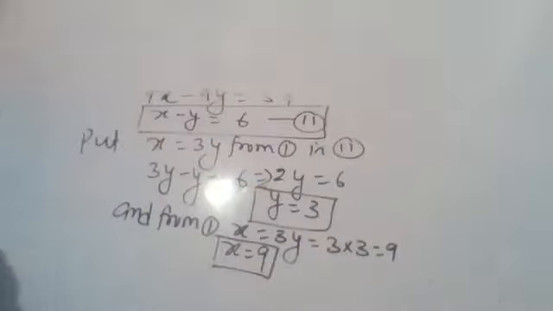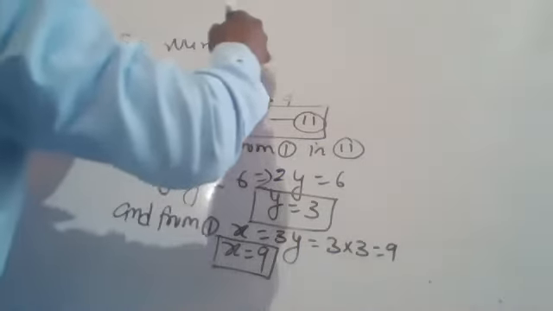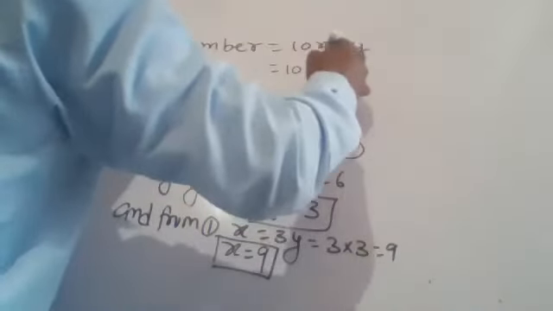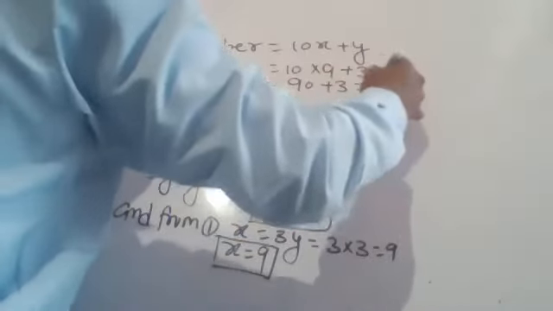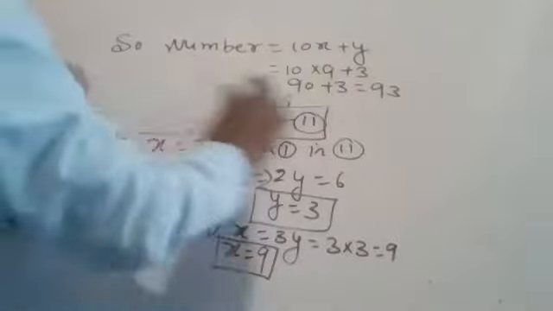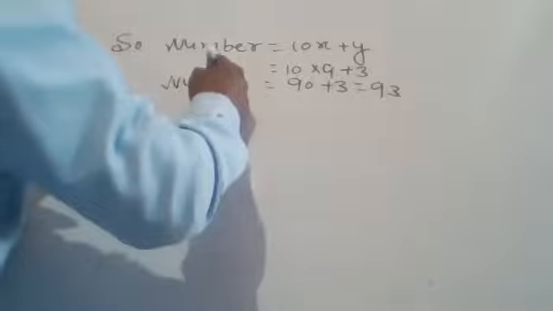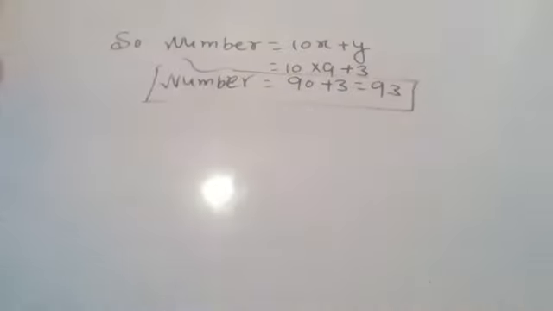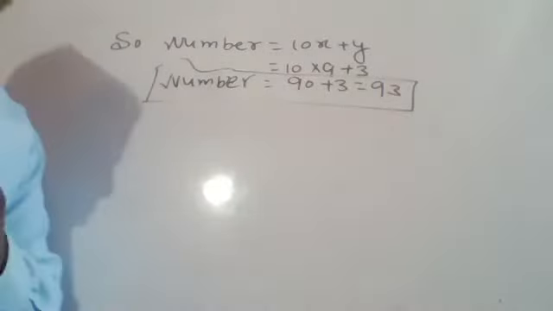To find the number, what do we have to do? We have to just put the value of x and y into the number. So what do we get over here? The number is equals to 10x plus y. It means 10 into 9 plus y is 3. It means 90 plus 3, which gives us 93. So in this way, we get the number which is equals to what, beta? 93. This is our answer. Everyone, just write down. So this is the way to solve such type of question based on numbers.